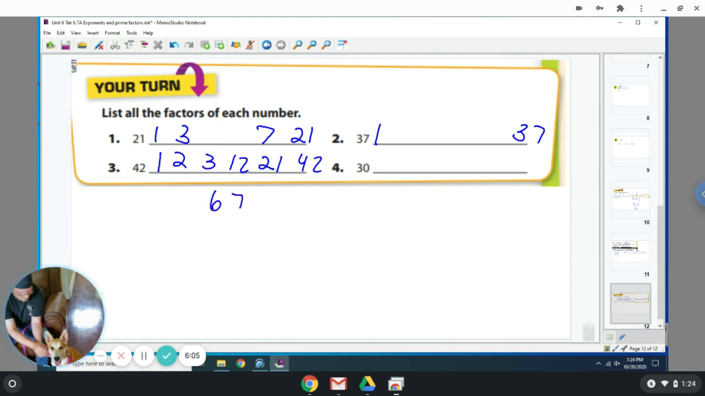So 1 times 42 is 42. 2 times 21 is 42. 3 times 14 is 42. 6 times 7 is 42. Now you have 1 and 30, 2 and 15, 3 and 10, 5 and 6.